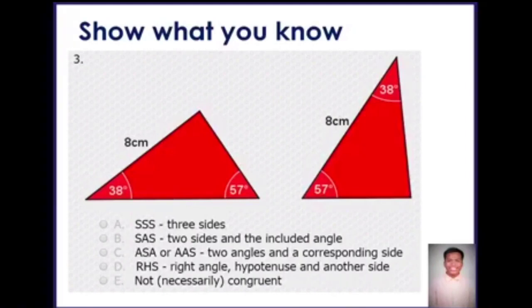Number 3. What theorem or postulate can we use to prove that these two triangles are congruent, if possible? Is it the SSS, the SAS, the ASA, the RHS, or not necessarily congruent? The correct answer is letter E, not necessarily congruent. So nothing was given, right? They are not the same, right? In the first figure, what was given are two angles and a corresponding side.